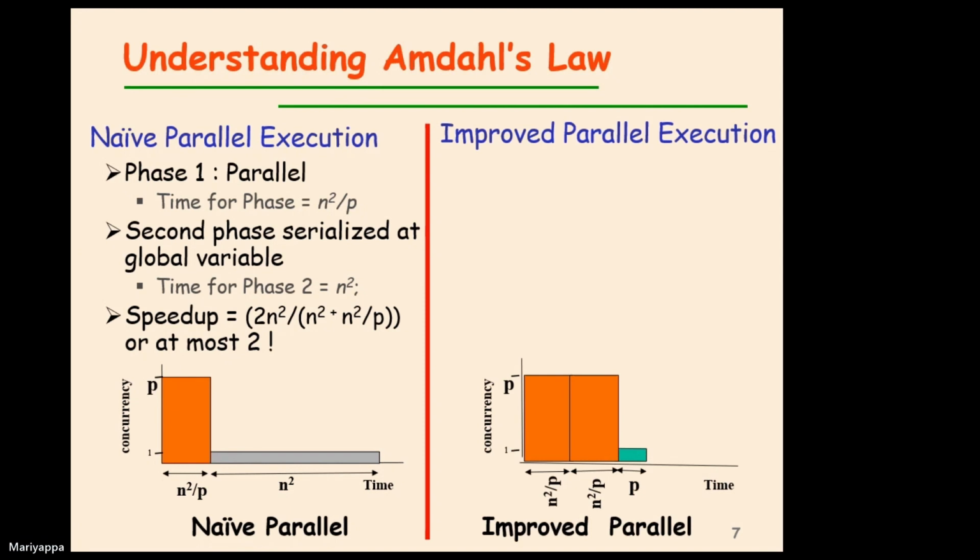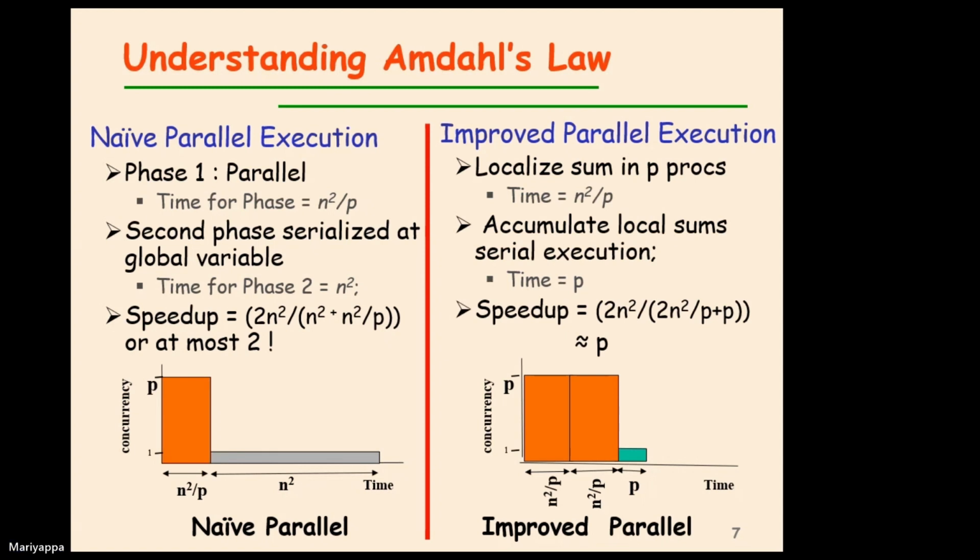And then subsequently, I can take these p local sums and add them up together serially. That's only going to take me p amount of time. Therefore, in this way of parallelizing, I have also tried to parallelize this part, making sure that the necessary synchronization is done in the last step. You can do the math to give you a performance which is closer to p, which is what you really wanted, because p is going to be significantly smaller compared to n squared. And therefore, this will give you a performance of p.